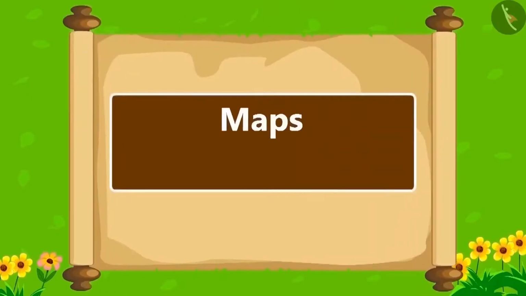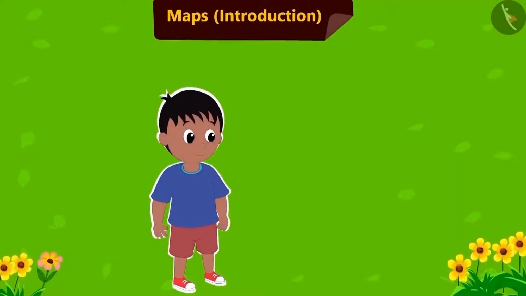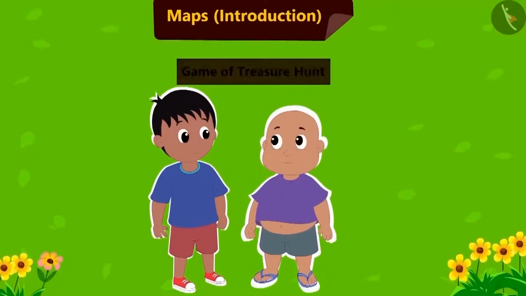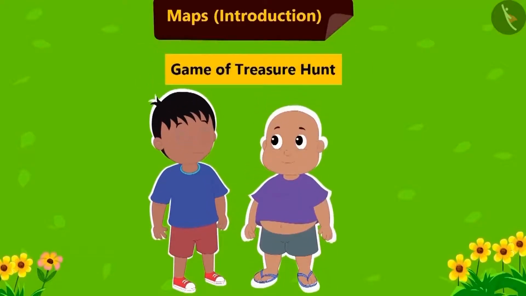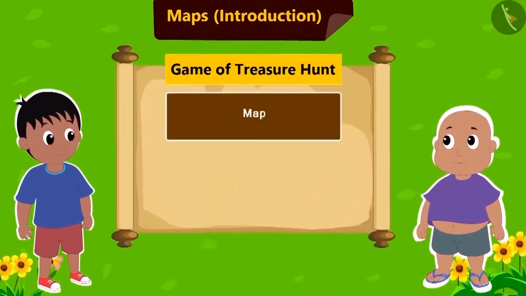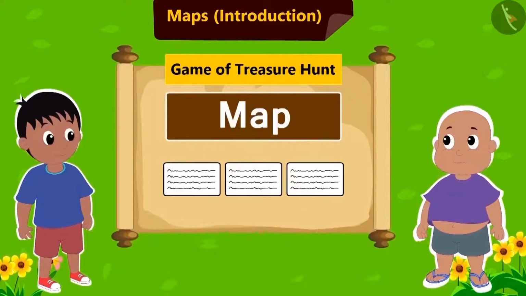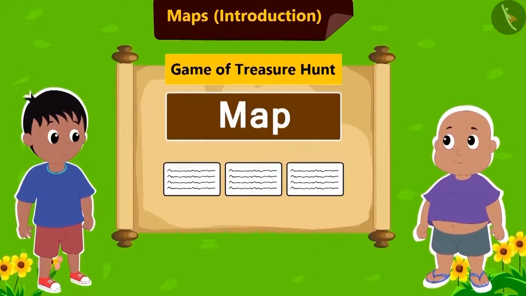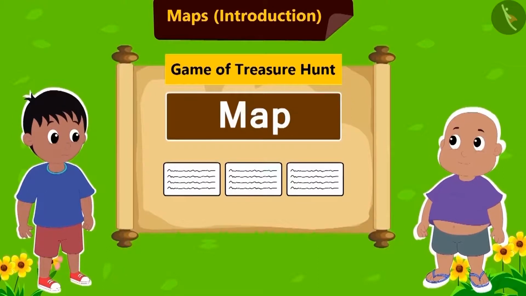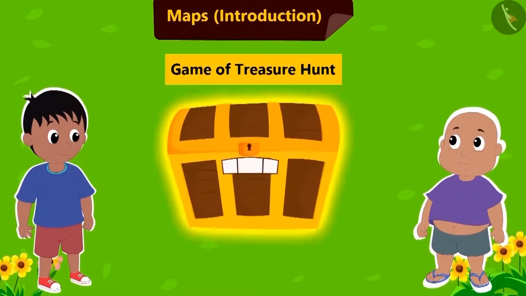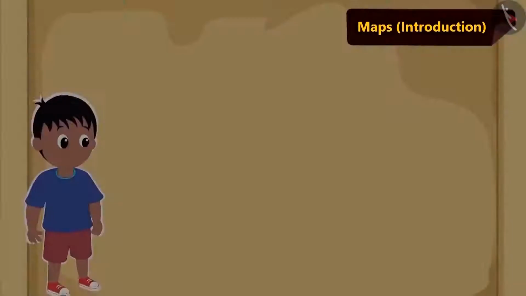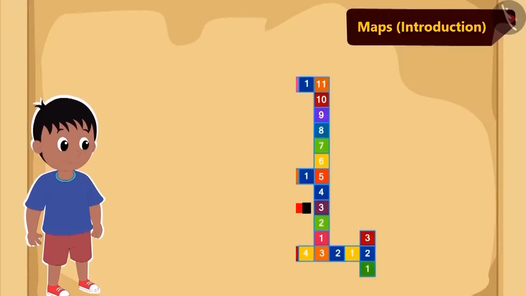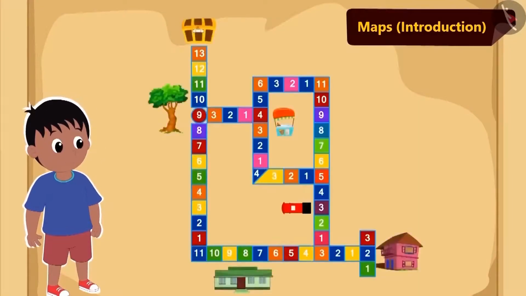In this lesson, we will learn about maps. Raju and Bablu are playing the game of treasure hunt. Raju has given Bablu a map and a few written instructions. Bablu will have to find the treasure following the given instructions. The map made by Raju looks something like this.